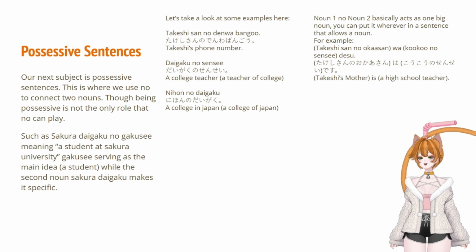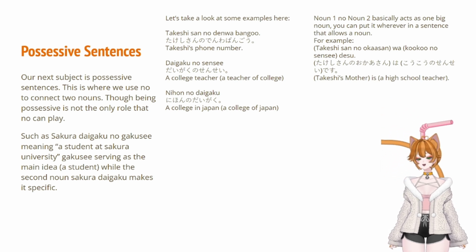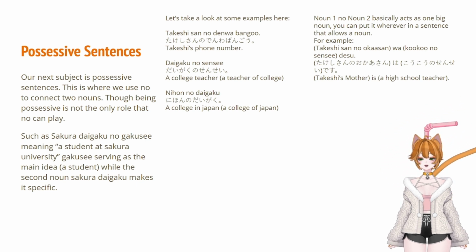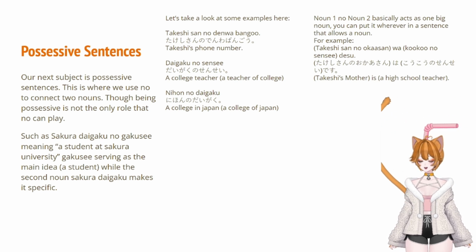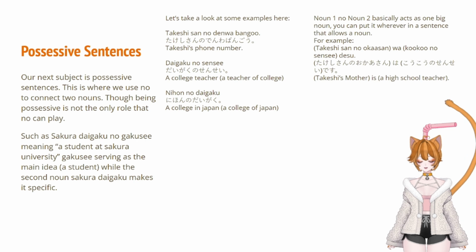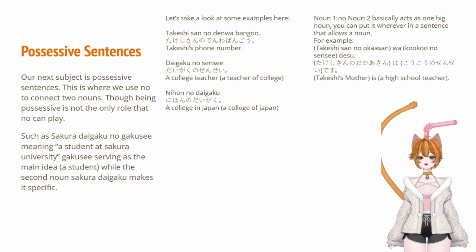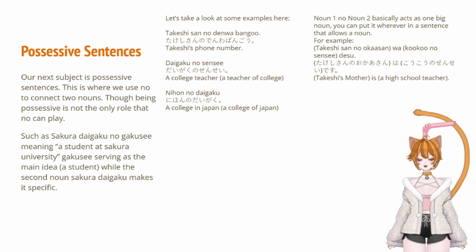So possessive sentences is where we connect two nouns using no. Though being possessive is not the only role that no can play, such as Sakura Daigaku no Gakusei means a student at Sakura University. Gakusei serving as the main idea, a student, while the second noun Sakura Daigaku makes it specific. So let's do some examples here.